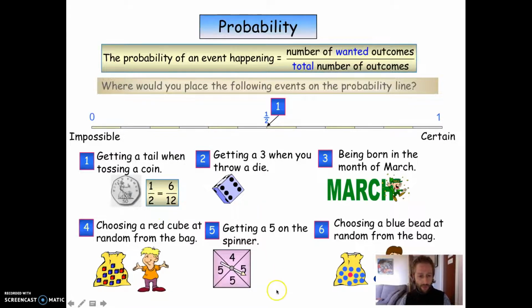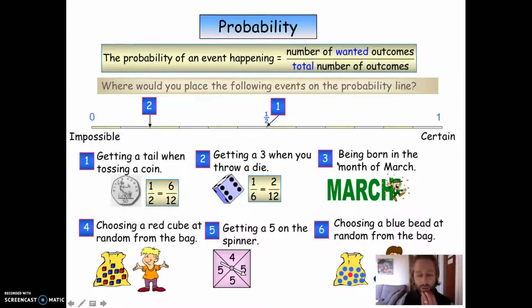So let's have a look at number 2, getting a 3 when you roll a dice. How many wanted outcomes are there? There's 1. We want to roll a 3. And how many possible outcomes, or what's the total number of outcomes? Well, the total number of outcomes is 6. So we've got a 1 in 6 chance, or if we convert that into twelfths by timesing both numbers by 2, or doubling, we see that's 2 twelfths.